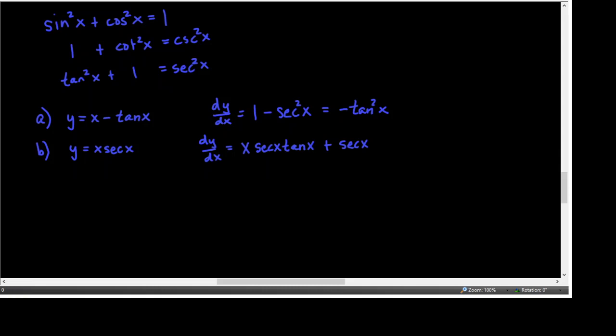And that's an acceptable answer, but if you'll recall, one of the things I said earlier was if you can factor your answer for a derivative, that's a good move because of something that's coming up soon. So there is a common factor here of secant of x. If I factor that out, I'd be left with x tangent x plus 1.